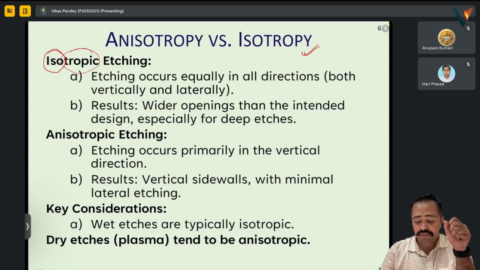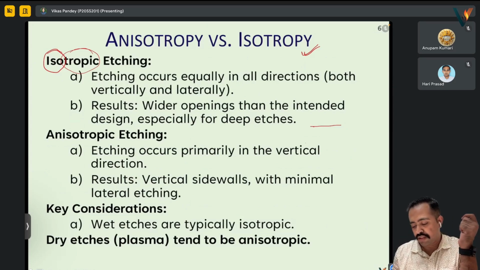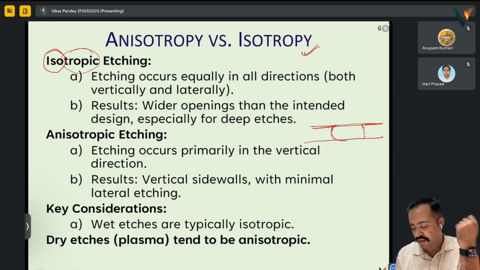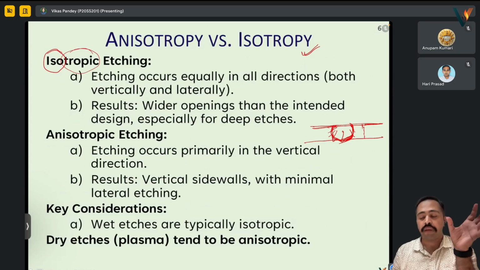That will actually lead to, say this is our deposited area, and ideally we want a structure which is deep like this. But if it is isotropic, it will make a circular etching profile. Why? Because it is etching in all directions uniformly. So it might lead to a larger opening than the intended.